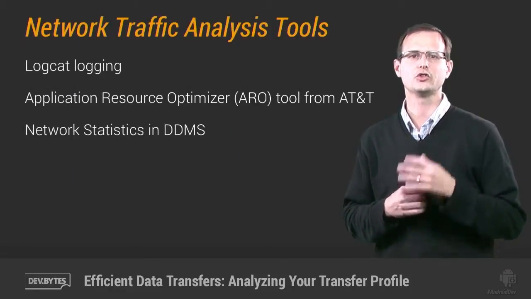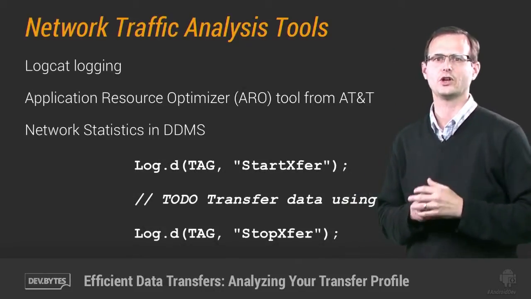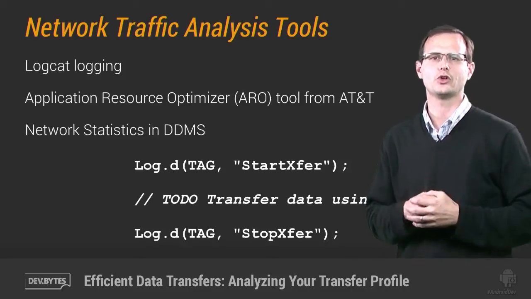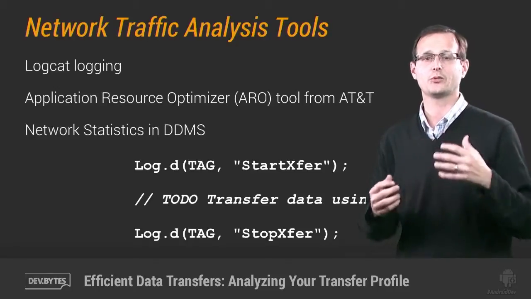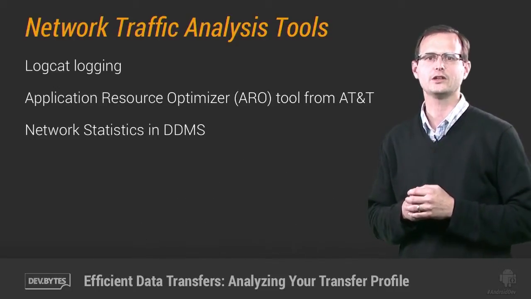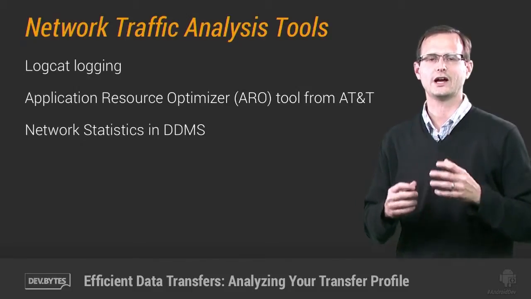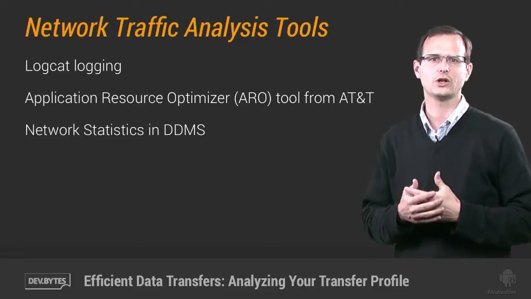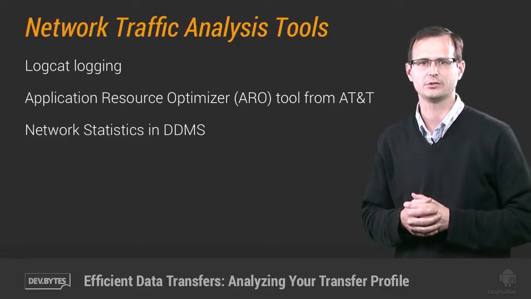Most simply, you can use logcat to generate log entries that define the timing information of your network requests at their start and endpoints, and then use the exported log file to graph the output using the graphing tool of your choice. If you'd like someone to handle that graphing step for you, AT&T offer the open source application resource optimizer, or ARO tool, that will generate the pretty graphs and even overlay the battery state model, as well as providing you with specific recommendations based on their analysis of your app.